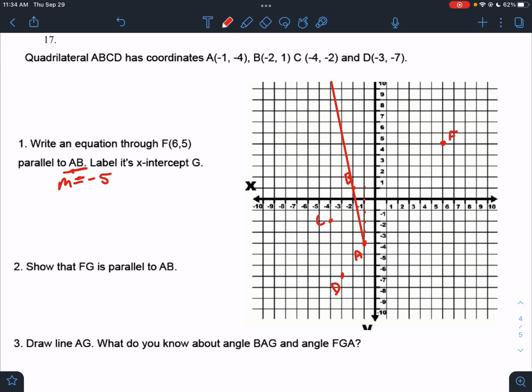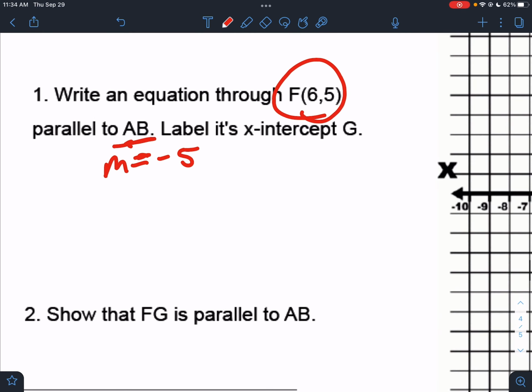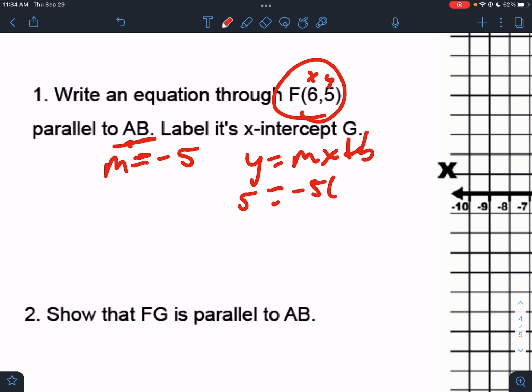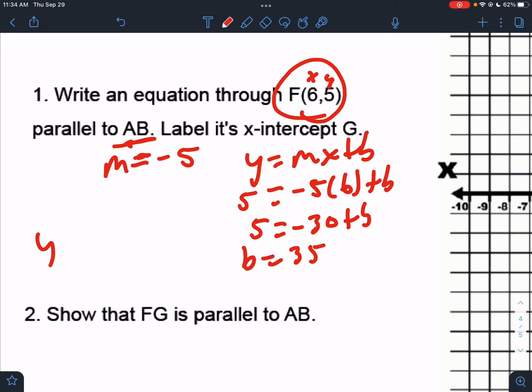So I know the slope, and I know I got to use this point. So let's do it. We could do it on the graph, but I don't want to. So we're going to say y equals mx plus b. We're going to plug in 5, right? This is my x and my y. Plug in 5 for y. Plug in -5 for m. Plug in 6 for x plus b. So 5 equals -30 plus b. So b equals 35. So y equals -5x plus 35.